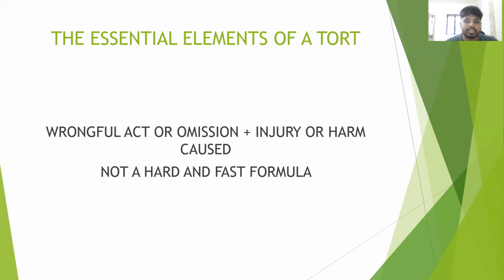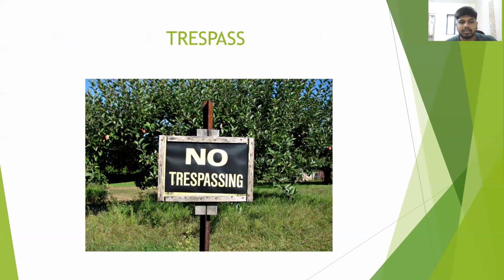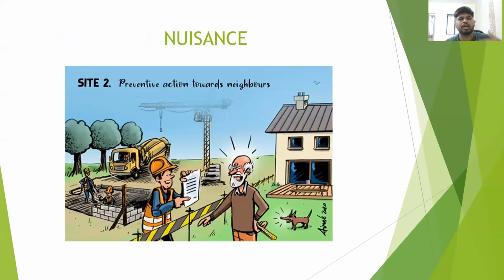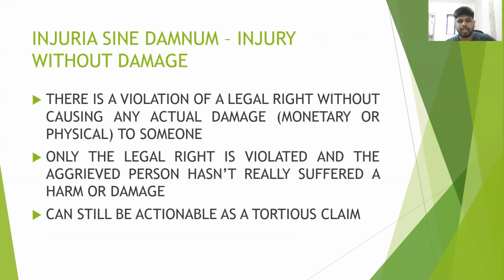So this again is a deviation from what we discussed here, not a hard and fast formula. In both these situations, either of these elements was missing. In injuria sine damnum, there was injury without damage, and in damnum sine injuria, there was damage without injury. So again, this is not a hard and fast formula, but it helps us to understand a broad variety of torts, including trespass, nuisance, and anything of that sort.